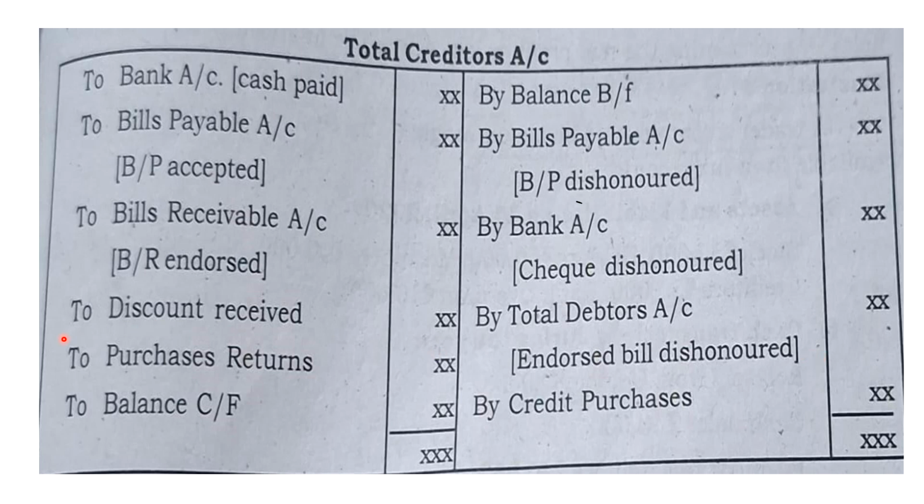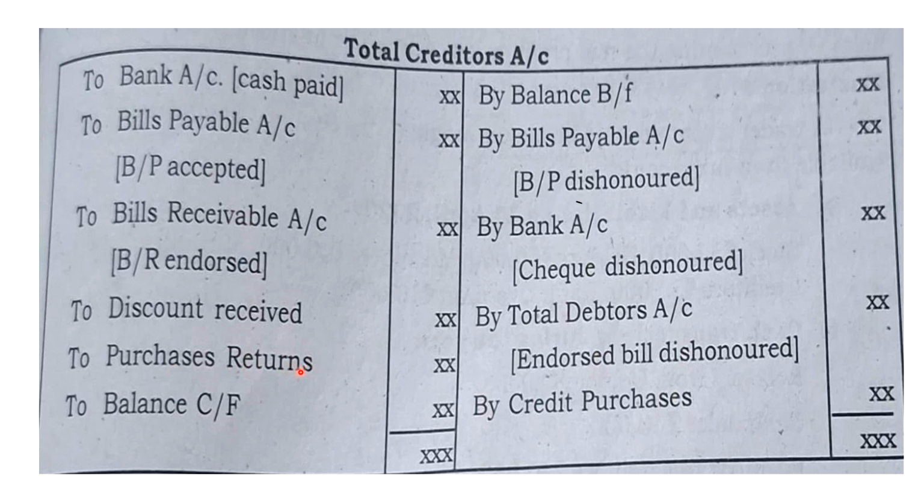Then, if there is any discount received, that will be recorded in the debit side as to discount received. Similarly, purchases return will also be recorded in the debit side as to purchases returns, or it might be considered as return outwards. So that also may be given there.